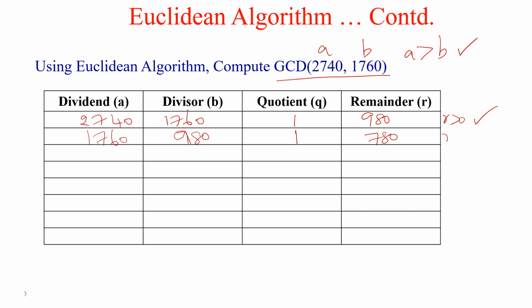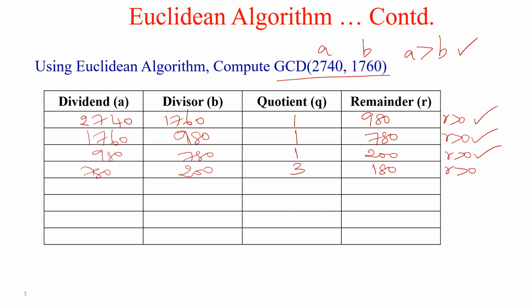Again you check the remainder is greater than 0. Yes. So we replace A with B, that is 980, and B with R, 780. Now we divide again, the quotient becomes 1 and the remainder is 200. R is greater than 0, condition true. So now A equals 780 and B equals 200. Now the quotient is 3 and the remainder is 180.